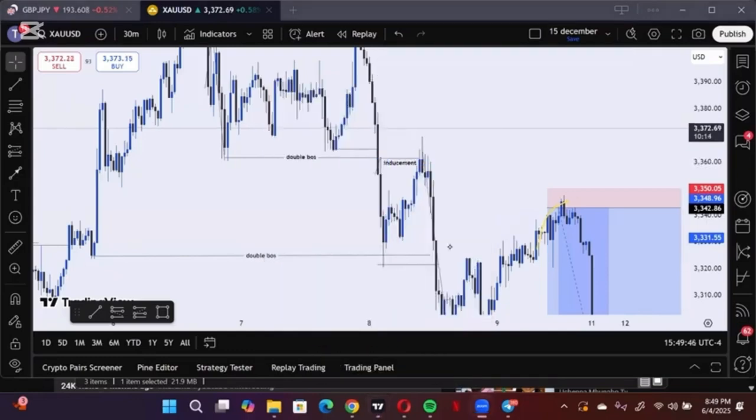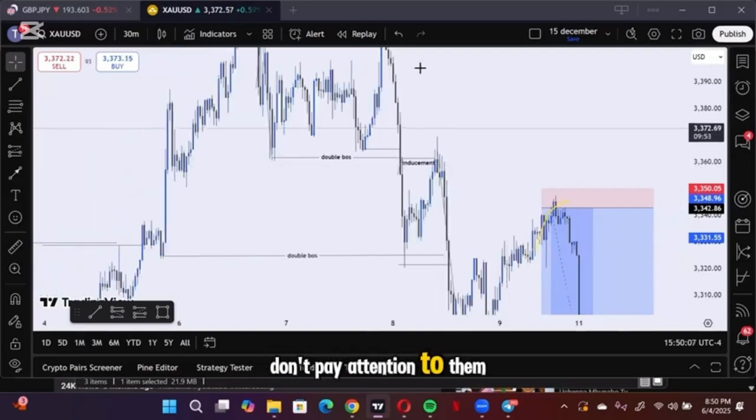We don't look for inducement before a double break of structure. Any inducement you see before that double break of structure is not the proper one that you're paying attention to. If market gives you an inducement before an MSS or a double break of structure, don't pay attention to them. You should only be looking for inducement after you've gotten the structure part of your strategy, not before you've gotten the structure part of your strategy. The inducement should only be given to you after you've gotten the structure part of your strategy. So are you guys following me?